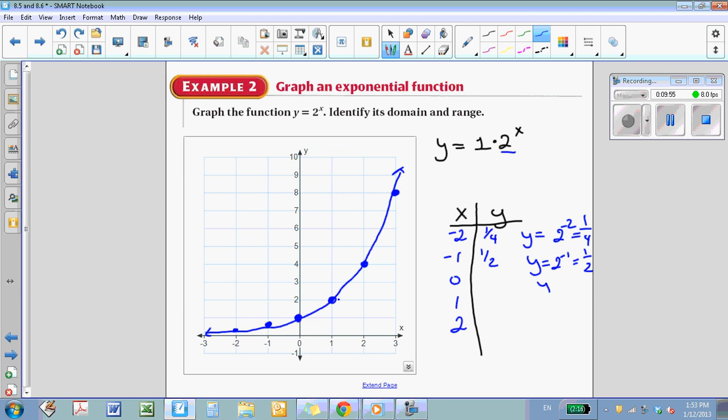You plug in a 0, and 2 to the 0 is 1. And when I say plug it in, you just plug it into the equation that was given to you. If you plug in 1, you get 2 as an answer. And then when you plug in 2, you get 4 as an answer.